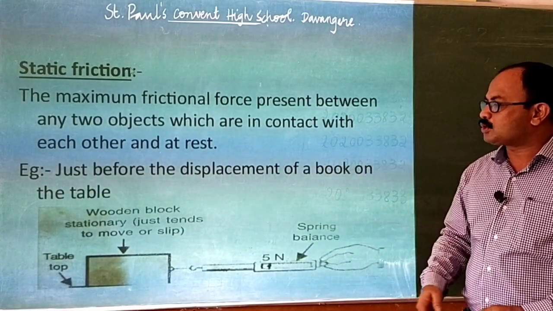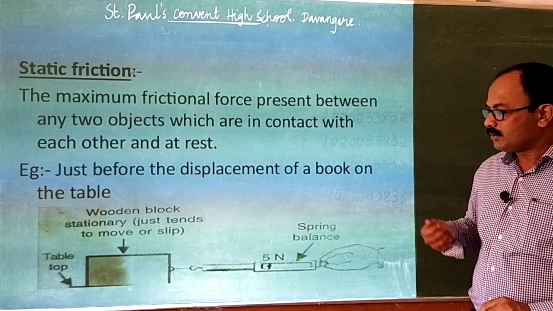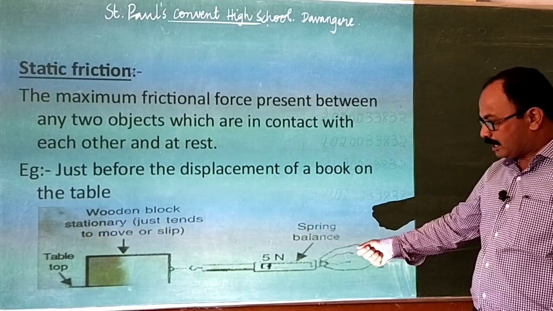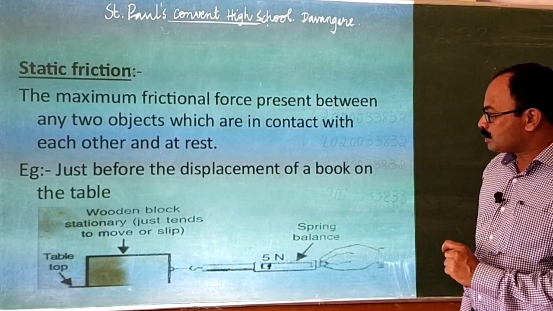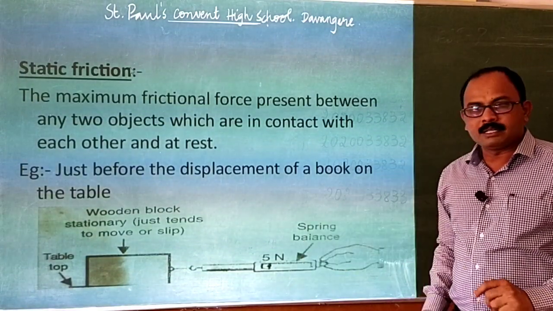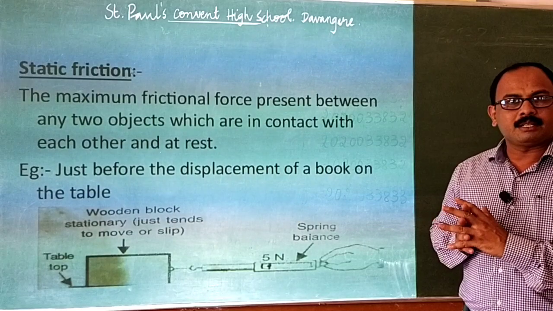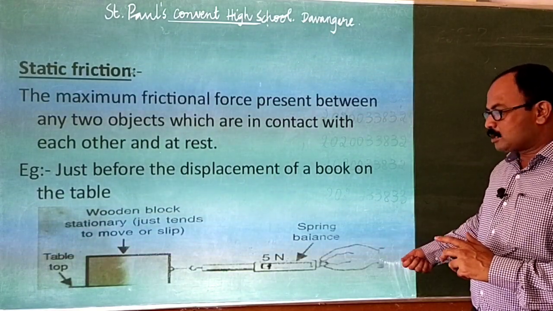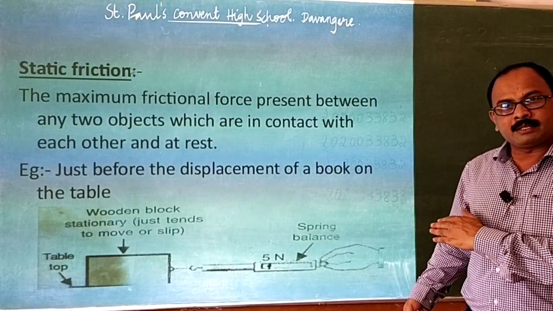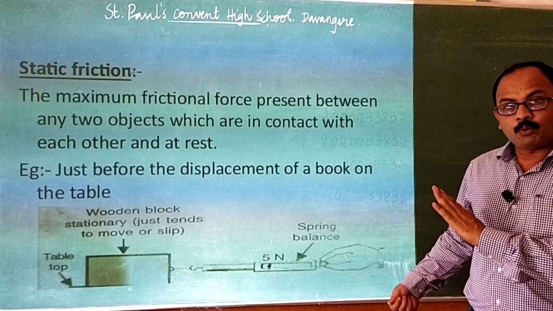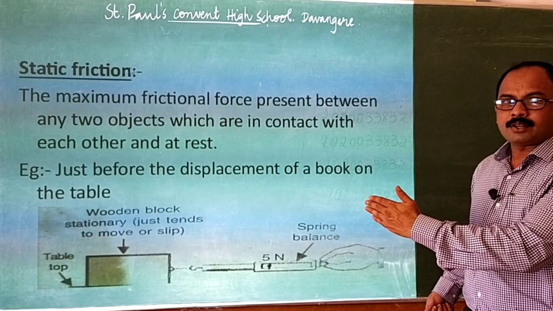A spring balance is attached to one end of the wooden block and the person is trying to pull it. When the force becomes 5 Newton, it still remains there only. He applies more force. When the force becomes 10 Newton, it still remains. When it becomes 15, it starts to move.